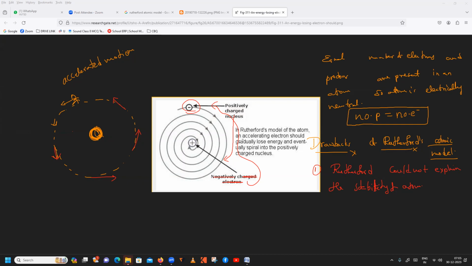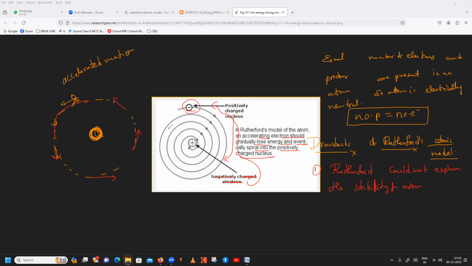In the Rutherford model, as it is circular motion, accelerating electrons should gradually lose energy and eventually spiral into the positively charged nucleus. So slowly the speed will keep on decreasing. Suppose I ask you to run. First round you make very fast, second round a little slow, third round a little slow, next round a little slow. Definitely after a certain time you will fall down. Am I right, guys? Is there anybody continuously running? Nobody can run. Am I right or wrong?